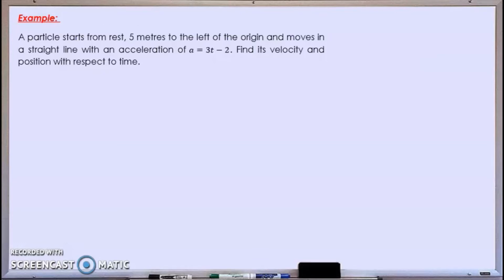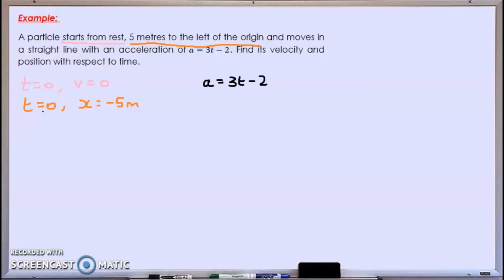First of all, the question says that a particle starts from rest. Now what that means is when time equals 0, the velocity equals 0 because it's not moving. And secondly, it says that the particle starts 5 meters to the left of the origin. So that means when time equals 0, my position will be -5 meters. So negative because it's to the left. And it moves in a straight line with an acceleration as given. So we know that at the start, a equals 3t minus 2.